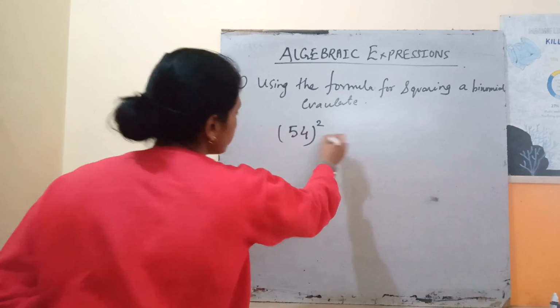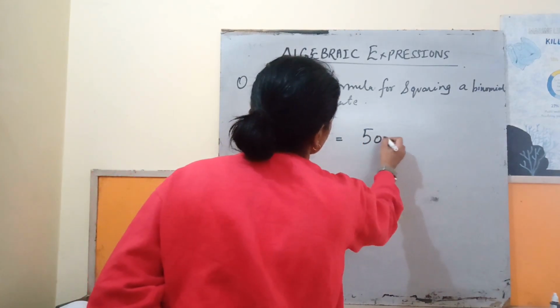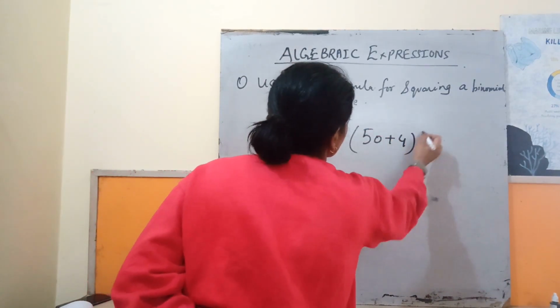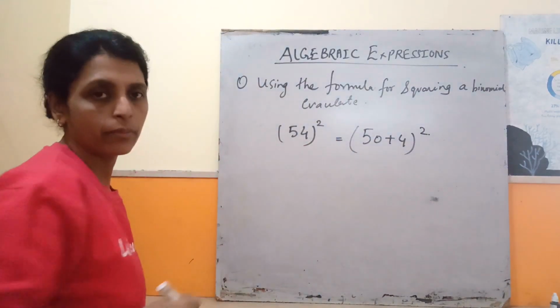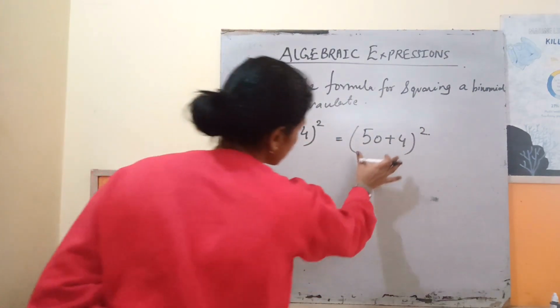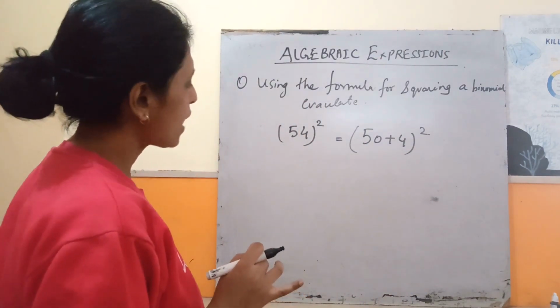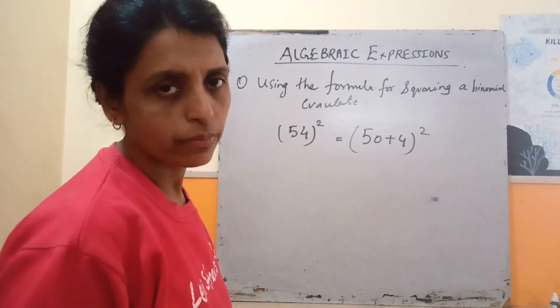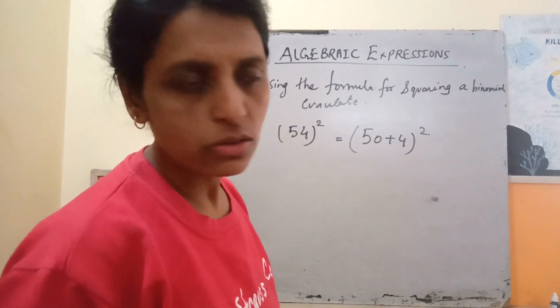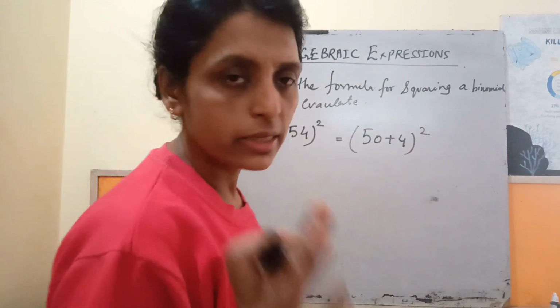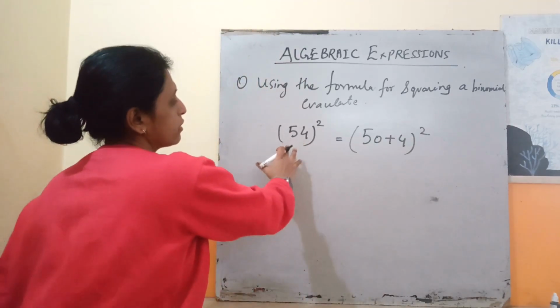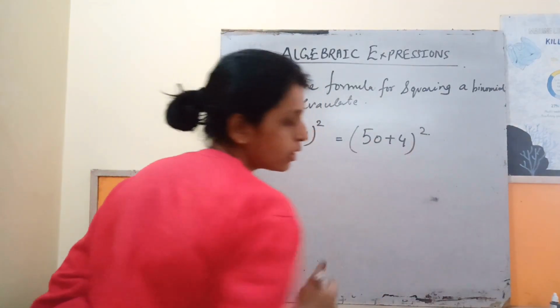Children, 54 can be written as 50 plus 4, whole square. Or you can write it as 60 minus 6 also, because 60 minus 6 is also 54. You can do it in either way. So I have taken 54 as 50 plus 4 and its square.